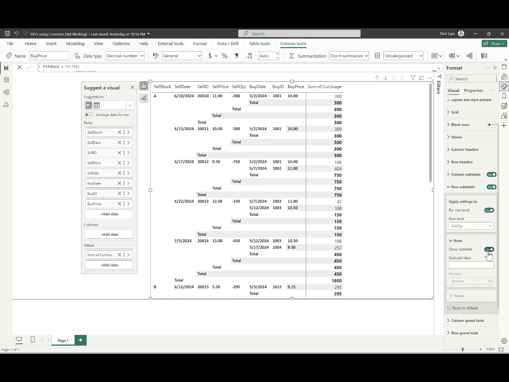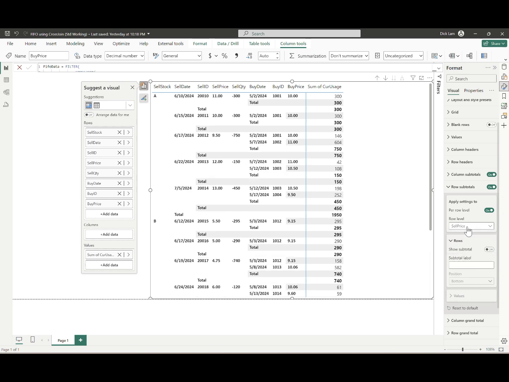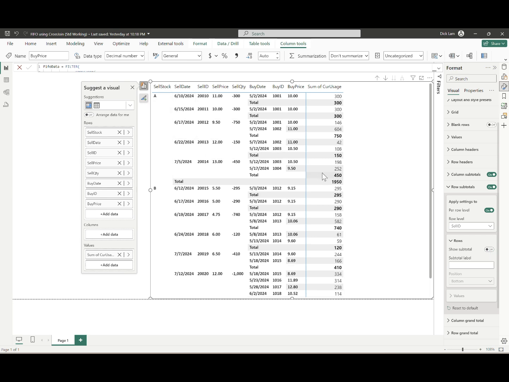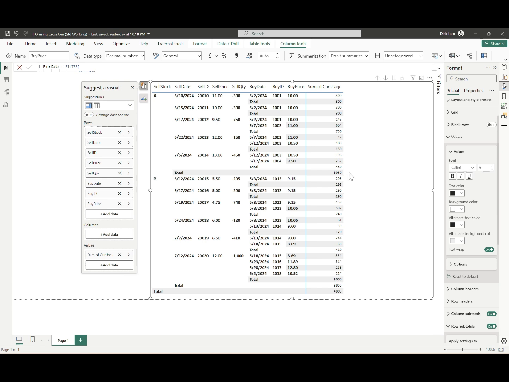Okay, sell quantity, disable. Sell price, disable. And then the sell ID, disable. Now we only need the stock, the subtotal. All right, but it looks like the font is still too big. I need to change it to a smaller font. Now change the color to bright, and then 9. Okay.